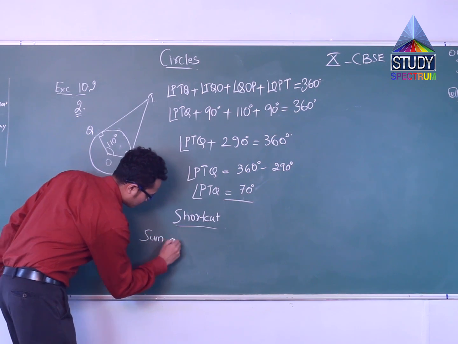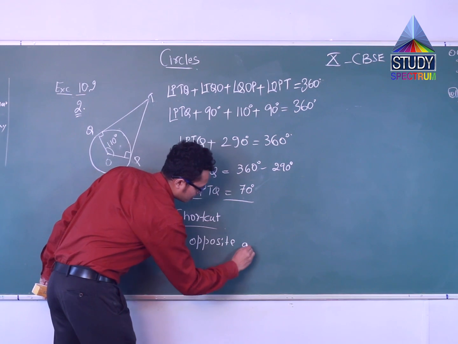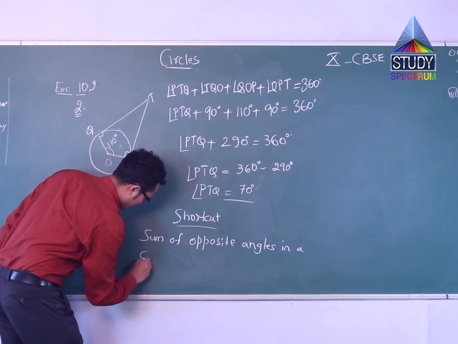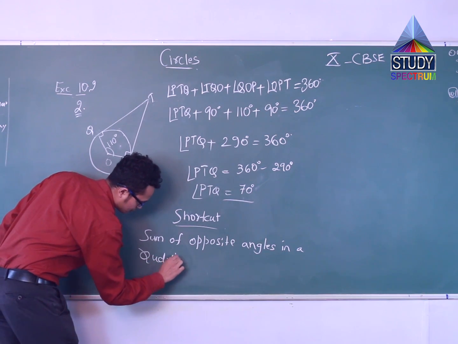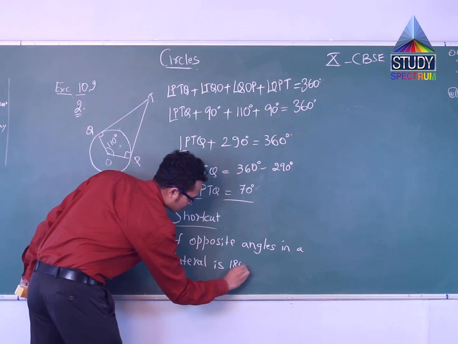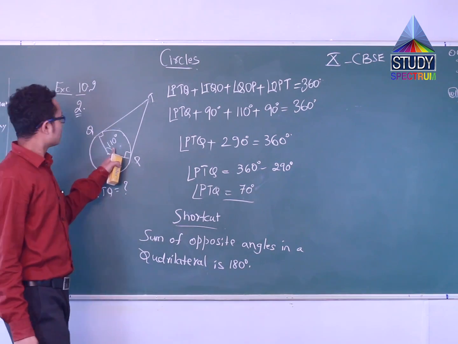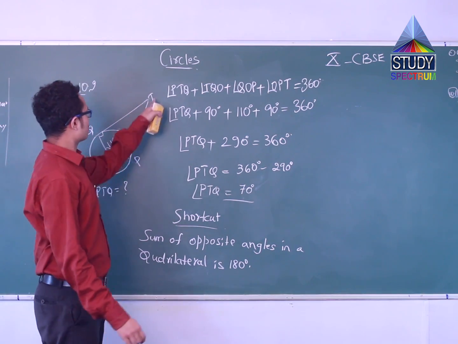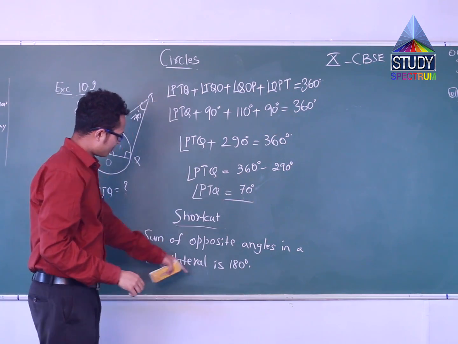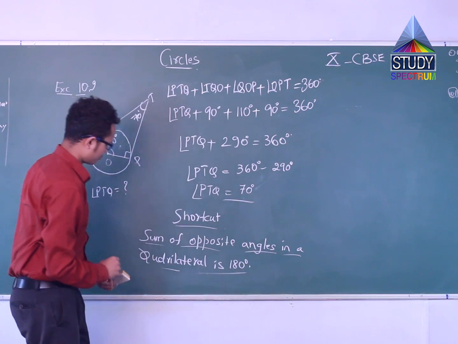Sum of opposite angles in a quadrilateral is 180 degrees. So if this is 110, then this should be 70 degrees. It's pretty simple. That is from a theorem, which we will probably be proving in our next class also.